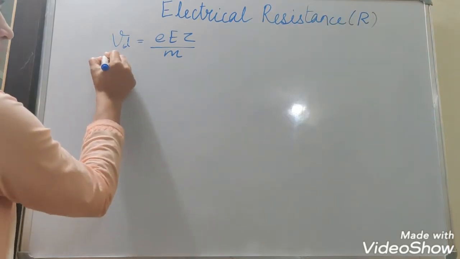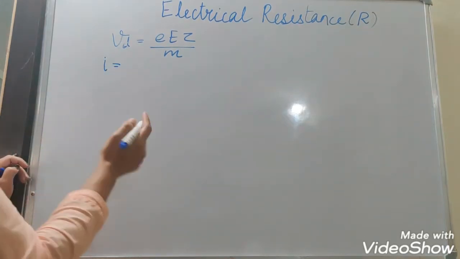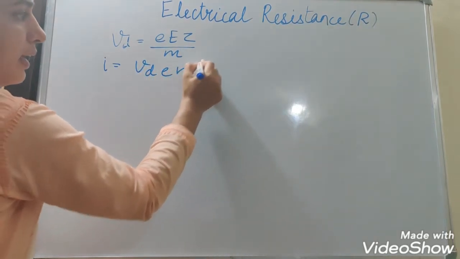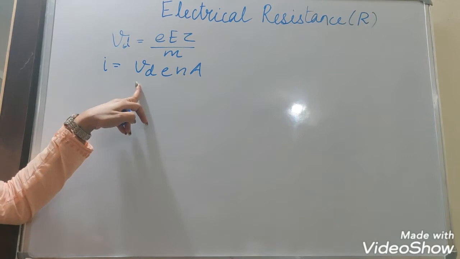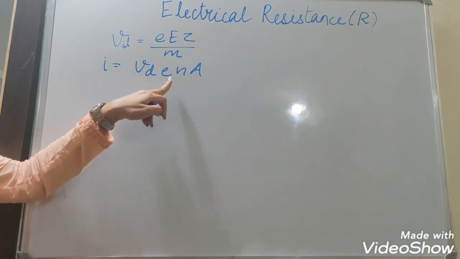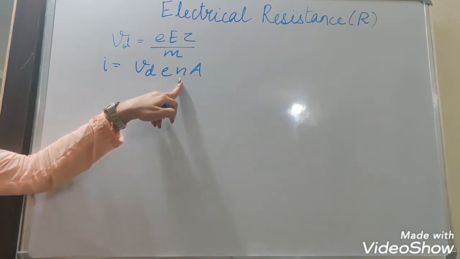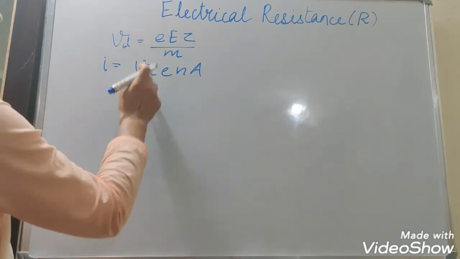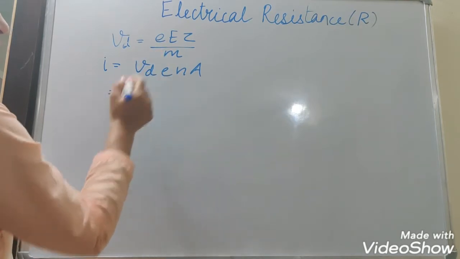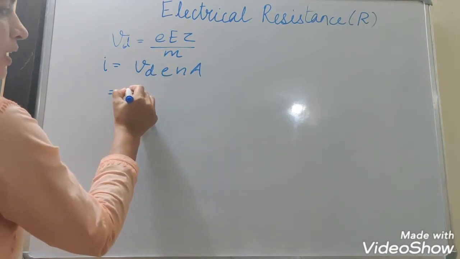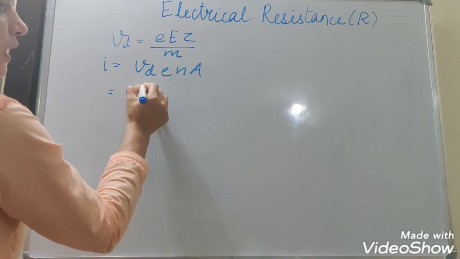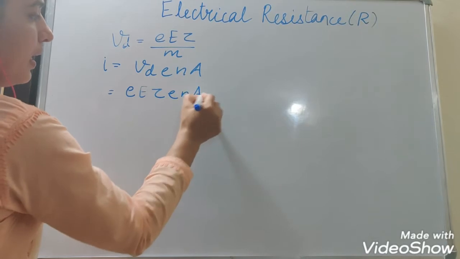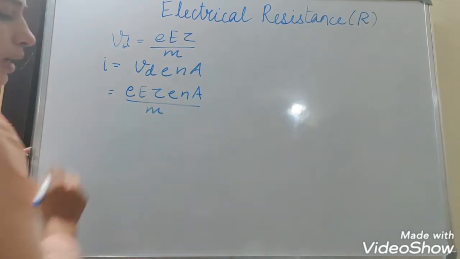And we also derived the expression for I and Vd. So I was Vd E n A, where Vd is the drift velocity of the electrons, E is the charge, n is the electron density, and A is the cross-sectional area. Now writing the value for drift velocity over here, we get Vd is equal to E tau E n A by m. Okay.